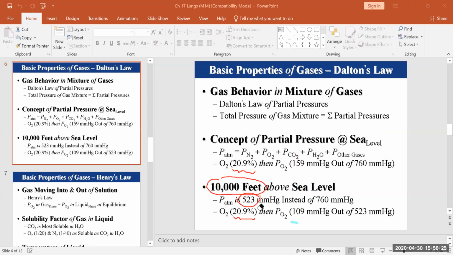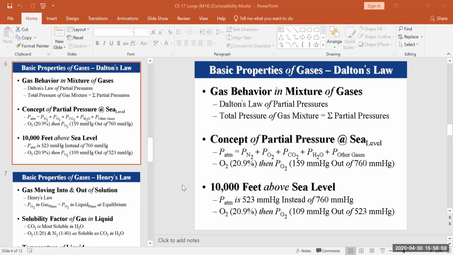Even though the amount of oxygen is less, the percentage in that mixture remains the same. And we call that Dalton's law. So Dalton's law is basically predicting how gases behave in a mixture. How do the gases interact with one another, and how each gas is contributing to the total pressure within that mixture containing multiple gases.